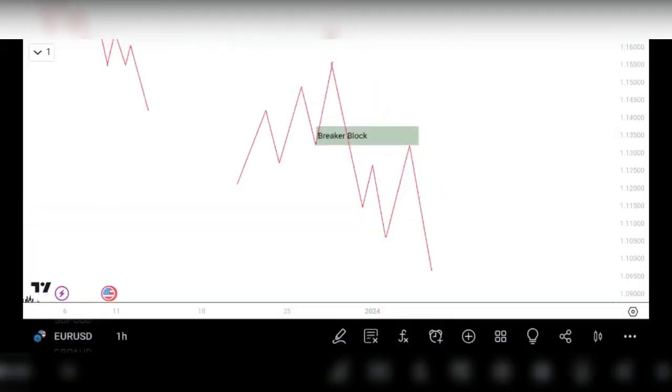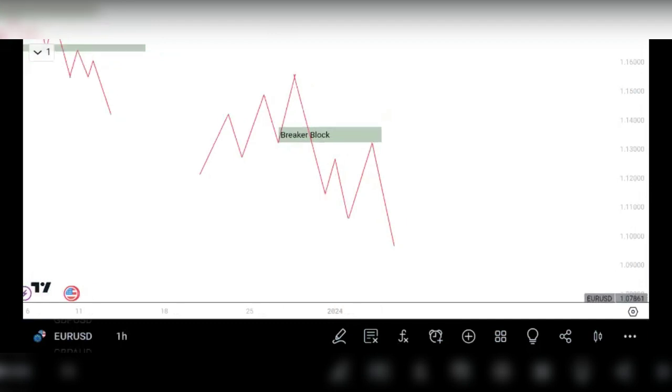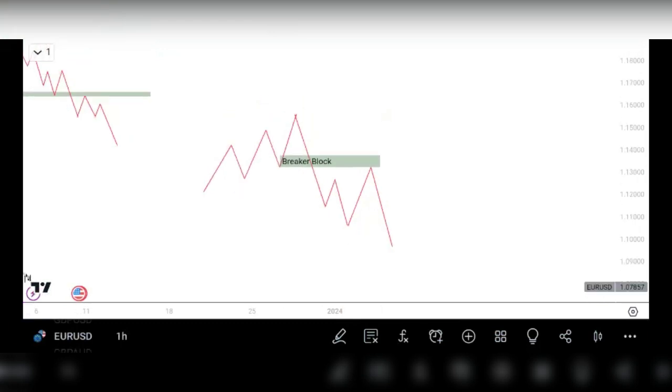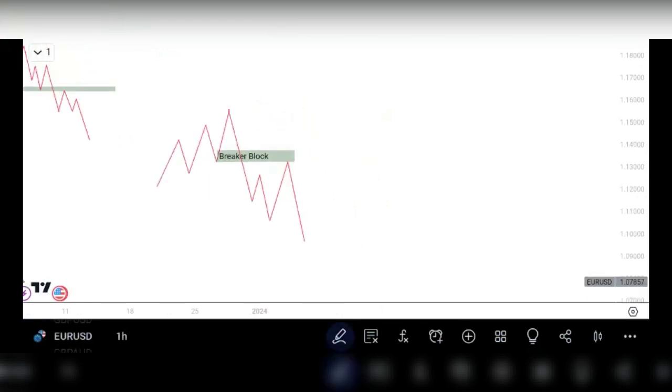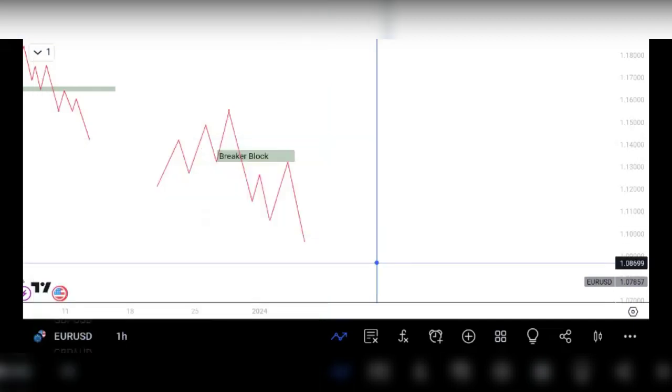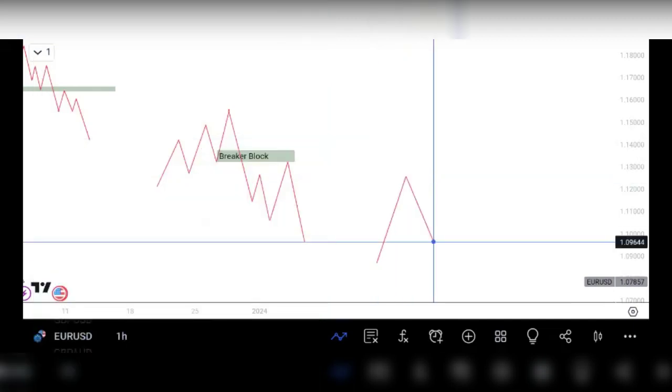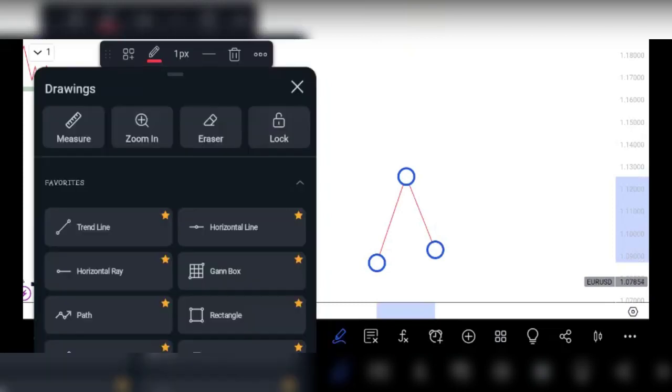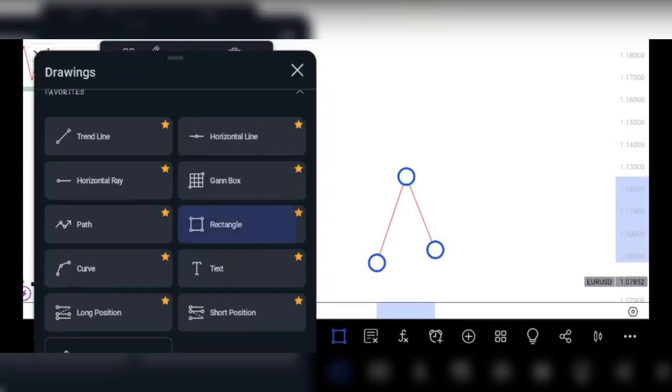So we can refer to this as what? As a breaker block. This is a breaker block. Same thing applies for an uptrend. In an uptrend, we can have something of this nature, whereby price is in an uptrend like this. Then we definitely have something of this nature.